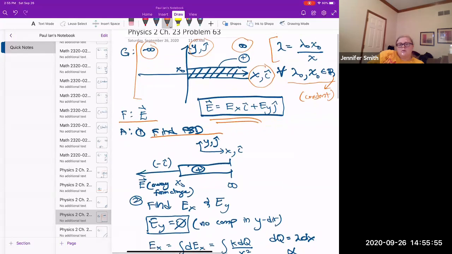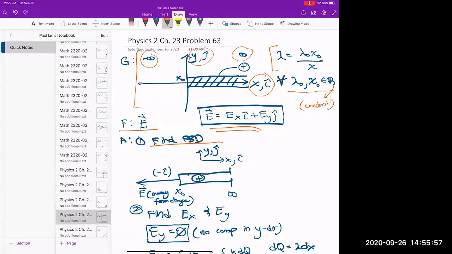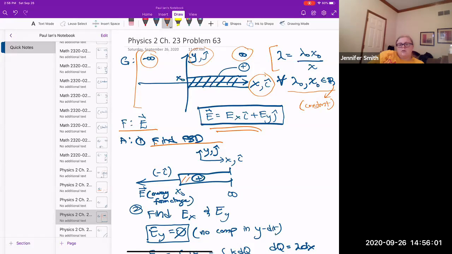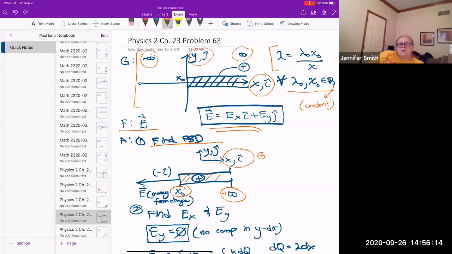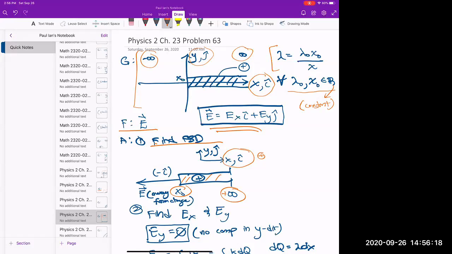You could just technically draw the free body from what it gives you, because you have this rod. It's positively charged, right? From X naught to positive infinity, right? And I'm assuming X is to the right. That's positive. So the electric field here, when you're thinking about it, it's going to point this way, right?